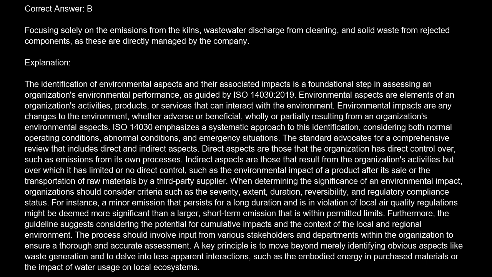The process should involve input from various stakeholders and departments within the organization to ensure a thorough and accurate assessment. A key principle is to move beyond merely identifying obvious aspects like waste generation and to delve into less apparent interactions, such as the embodied energy in purchased materials or the impact of water usage on local ecosystems.